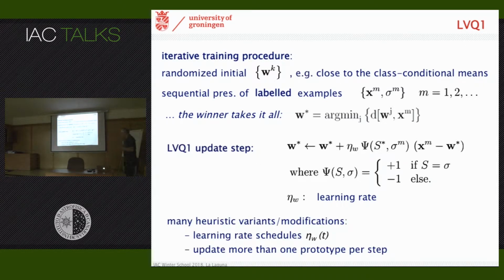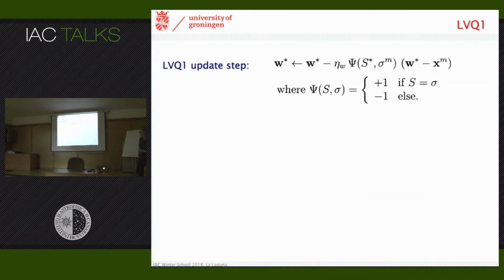Now, there are many heuristic variants and modifications. You can play with the learning rate. You can come up with time-dependent learning rates. You can update more than one prototype per step, not just the winner, but also the second, and other schemes exist. But the basic idea remains the same, and all the variants that you will find in the literature go back to LVQ1 philosophically in the basic ingredients. So here it is again, the LVQ1 update step, as I just explained it.